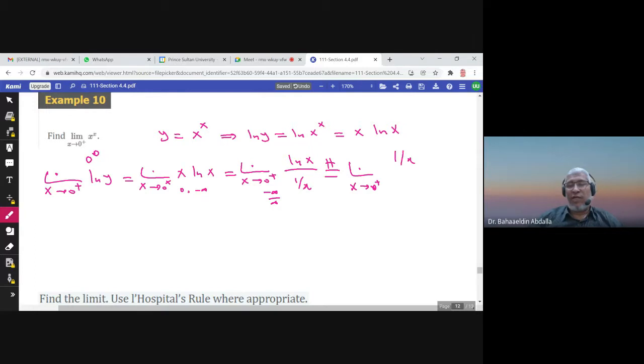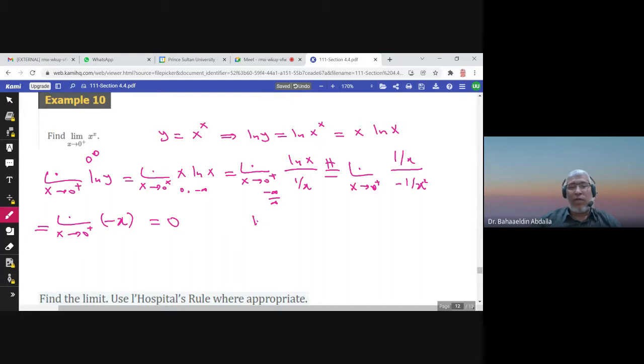Derivative of ln x is 1 over x. And derivative of 1 over x is negative 1 over x squared. Simplifying this, it would be negative x squared over x, or just negative x. So the answer is 0.